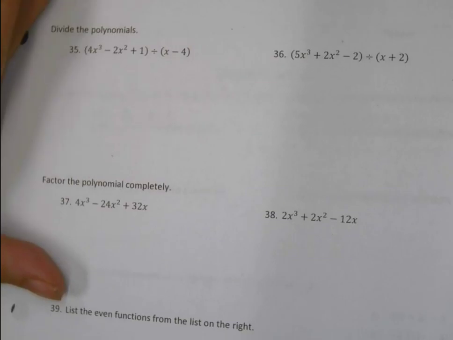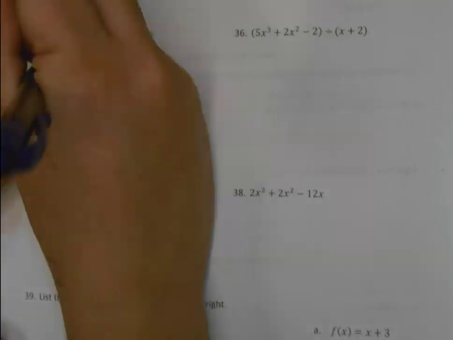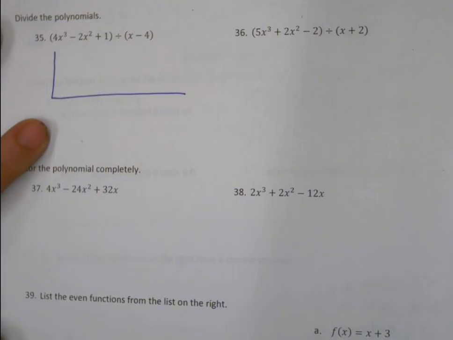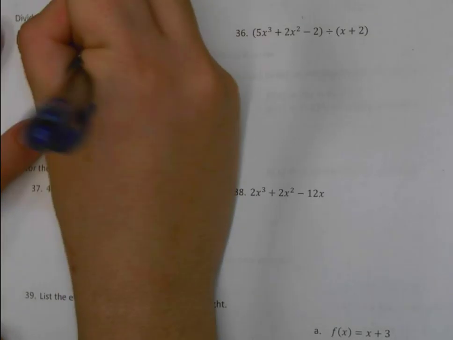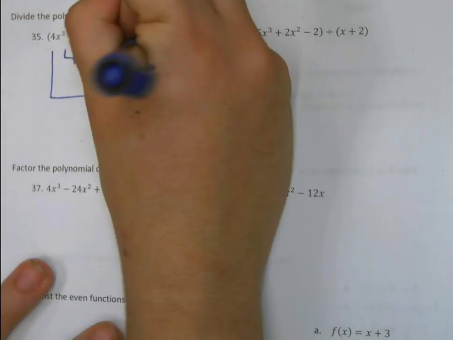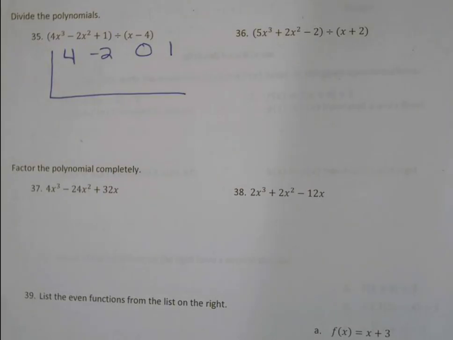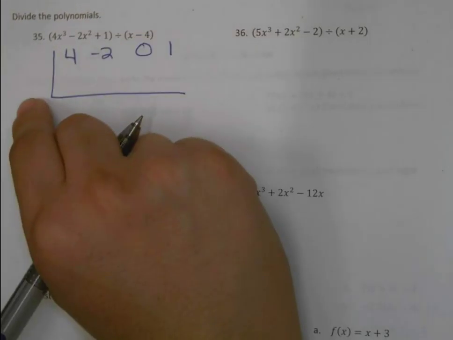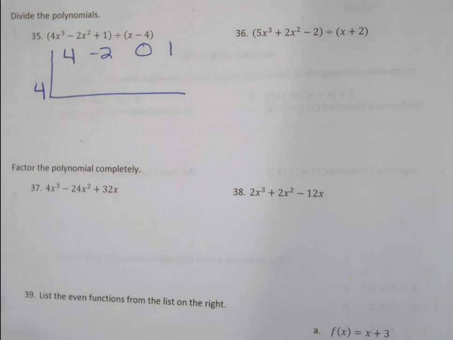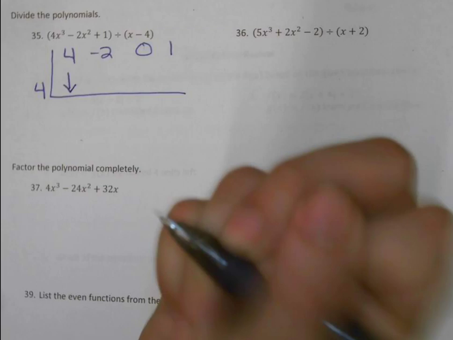Okay. On 35 and 36 it wants me to divide the polynomials. This is where I do the weird L-shaped thing. On the top I'm gonna write my coefficients. So for negative 2, there is no x term, so I'm gonna fill it in with a 0. Just like I will on the final. Okay. So those are my coefficients on the first one. And then when I put this number over here, I change its sign. So it's going to become a positive 4 when I write it on the left. Okay. Then to start this, I just bring the 4 down.